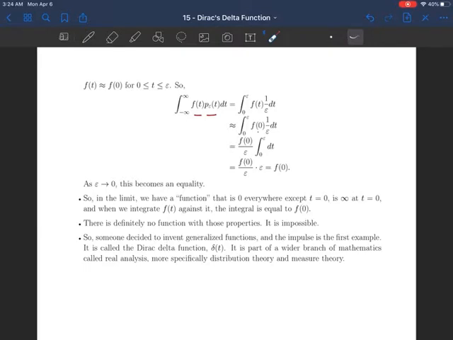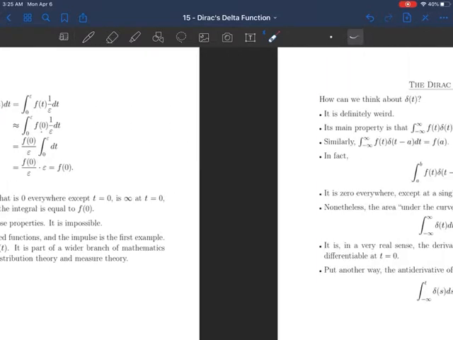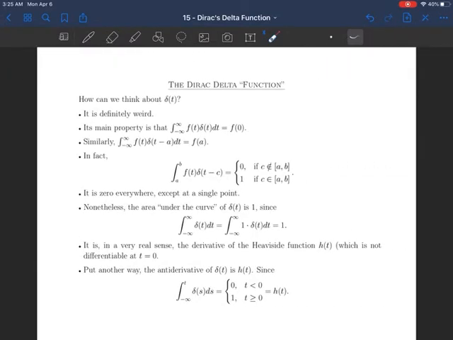It's part of a wider branch of mathematics that's called real analysis, which you'll be introduced to if you haven't been already in Math 331. And more specifically, this is what's called distribution theory. This function is a distribution. It's part of distribution theory or measure theory. All of that is even beyond Math 331. So you're seeing something pretty special here, something a little bit unusual, this Dirac delta function. But it has uses in physics, so we want to be able to work with this guy.